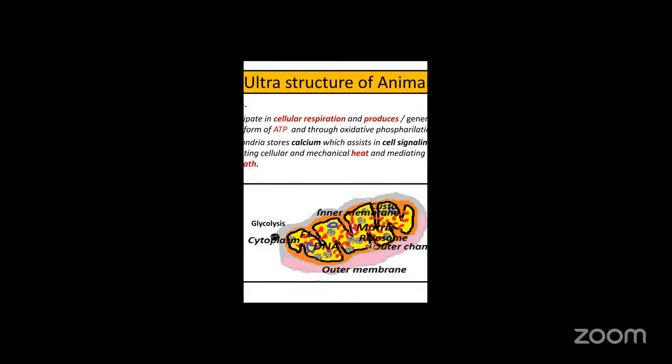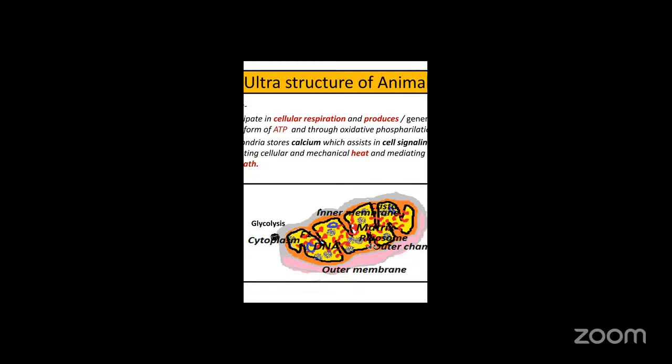And in the center, you have got this matrix, and this gel matrix consists of the DNA, ribosomes, and the enzymes which help in performing the various activities. So all these structures are present in the matrix. Whereas the inner as well as the outer membrane of this mitochondria consist of the particles, that is F1 and F4 particles, which help in various other activities.